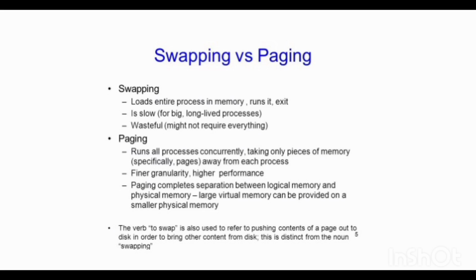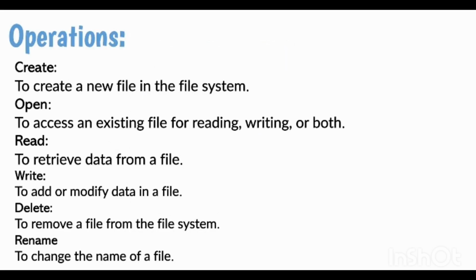Files have 8 types. The types are text file, binary file, image file, audio file, video file, system file, document file, and compressed file. Now we see the operations: create, open, read, write, delete, rename. Create: to create a new file in the file system. Open: to access an existing file for reading, writing, or both. Read: to retrieve data from a file. Write: to add or modify data in a file. Delete means to remove a file from the file system. Rename: to change the name of a file.